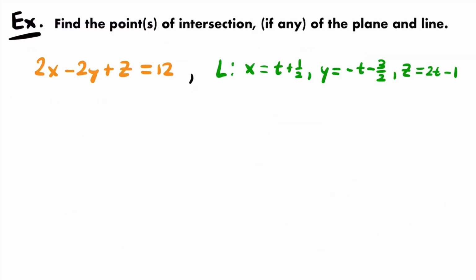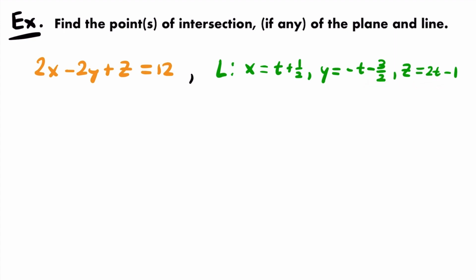All right, so here's our example. We want to find the point or points of intersection, if any, of the plane and line. All right, and so we have the equation of a plane right here. We have 2x minus 2y plus z equals 12, and then we have parametric equations for a line in 3D space. We have x equals t plus 1/2, and then y equals negative t minus 3/2, and z equals 2t minus 1.